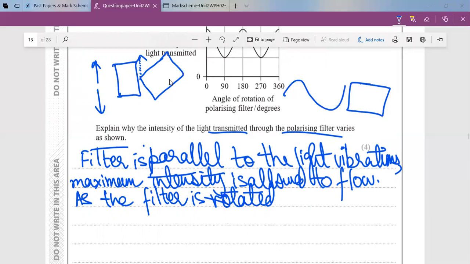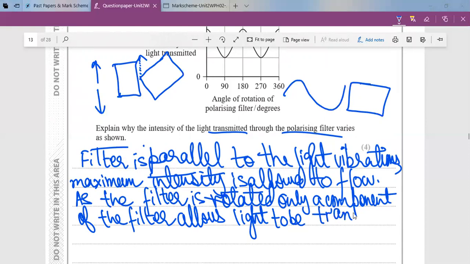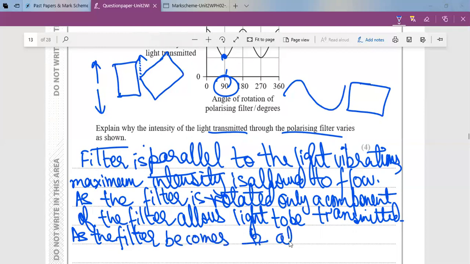So we can use the term component of this filter. As the filter is rotated, only a component of the filter allows light to pass, light to be transmitted. Then we could give reference to this minimum intensity as well, which is at the perpendicular. So as the filter becomes perpendicular, it absorbs all the wavelengths. As the filter becomes perpendicular, it absorbs most of the intensity. So the transmitted intensity would become minimum at that particular point.